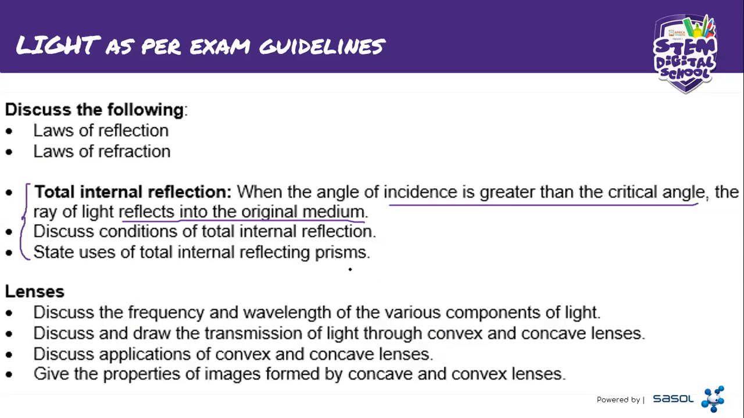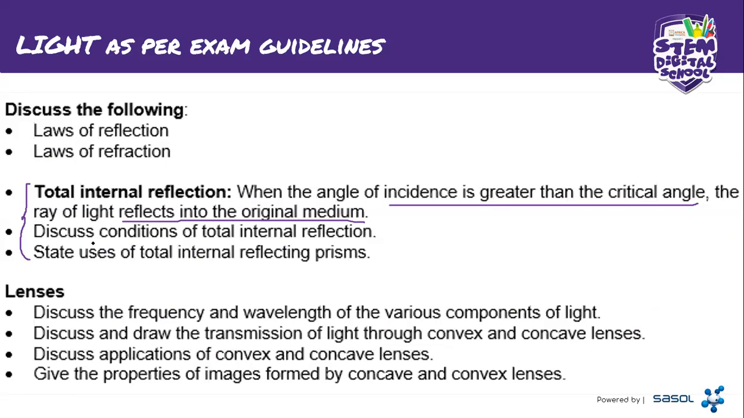Now, if you want total internal reflection, it means you need to increase the incidence angle such that it is actually greater than the critical angle. And that is when the ray of light will reflect into the original medium. So the definition says, when the angle of incidence is greater than the critical angle, the ray of light reflects into the original medium. Very important.